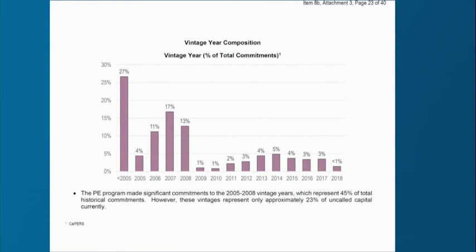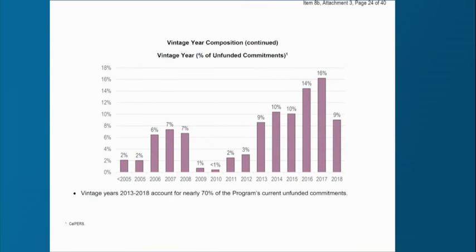I think we had shown here that the vintage years, the commitments that had been made in the 2006 to 2008 timeframe, sort of outweigh what we see in the following years. But in terms of the amount of uncalled capital, those years, 2006, 2008, are a much smaller proportion. We look at what's unfunded in the more recent years as where the balance of the capital is going to be coming from, not the older funds anymore.